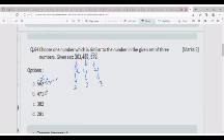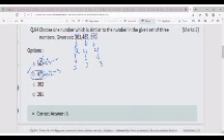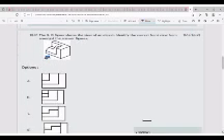Then the next one, 4 plus 7 is 11, 11 plus 1 is 12. So here 1 plus 2 is 3. Okay, so this one is okay. Option B is the correct answer. Okay, so the next one.